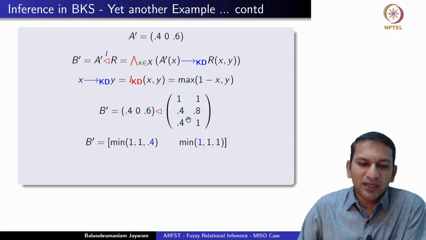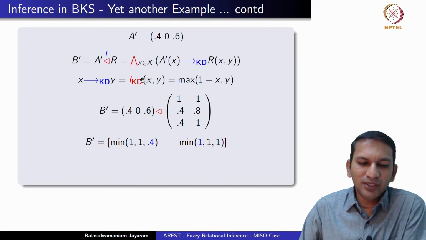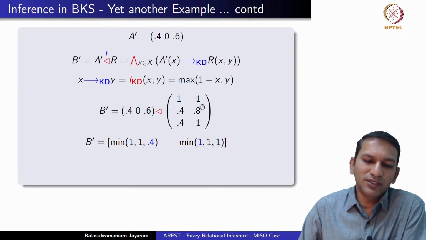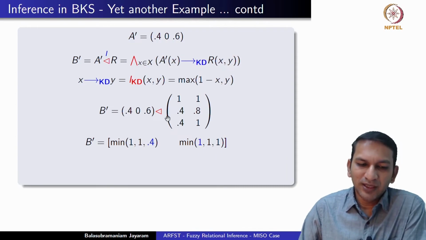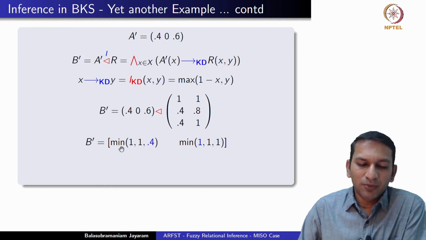Now when you look at this, note that we have to take this row into this column using the Kleene-Dienes operation. A quick check will show you that if we are using the Kleene-Dienes implication, 0.4 to 1 will be 1, 0.4 to 0. It's an implication, if x is 0 it is 1, if y is 1 it is 1, and 0.6 to 0.4 is 1 minus 0.6, or 0.4, max of these two, which is again 0.4. So that's how you get this. Now 0.4 to 1 means 1, 0.8 with the Kleene-Dienes applied would give you 1, 0.6 to 1 would also give you 1. Now the minimum of all of this is 0.4 and the minimum of these three ones is 1.